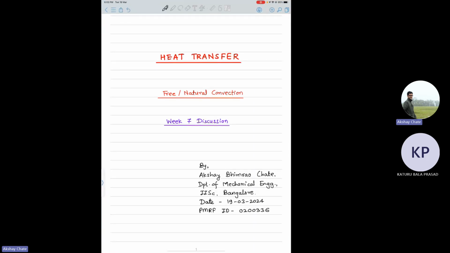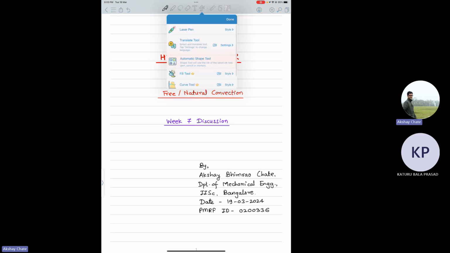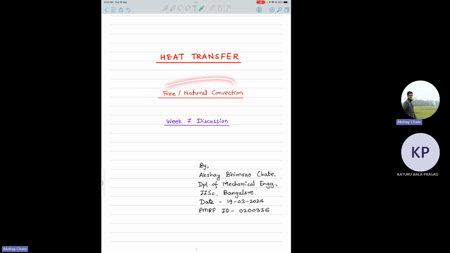So yeah, we'll start. Today we'll be discussing an important subtopic of your heat transfer course, which is natural convection. As the name suggests, it's natural or free convection. So it is a convection, so there will be conduction plus advection. Advection means there will be a movement of bulk of the fluid, but the difference is it's a natural flow. What that means is there is no active pressure gradient that you impose.